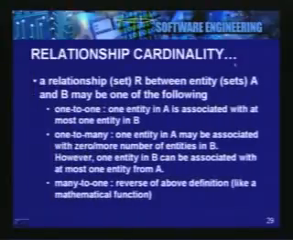If you consider a relationship named R between two entity sets A and B, then what are the possible cardinalities that we can indicate? The first one is of type 1 to 1. It means that one entity in A is associated with at most one entity in B. So here it's a 1 to 1 relationship.